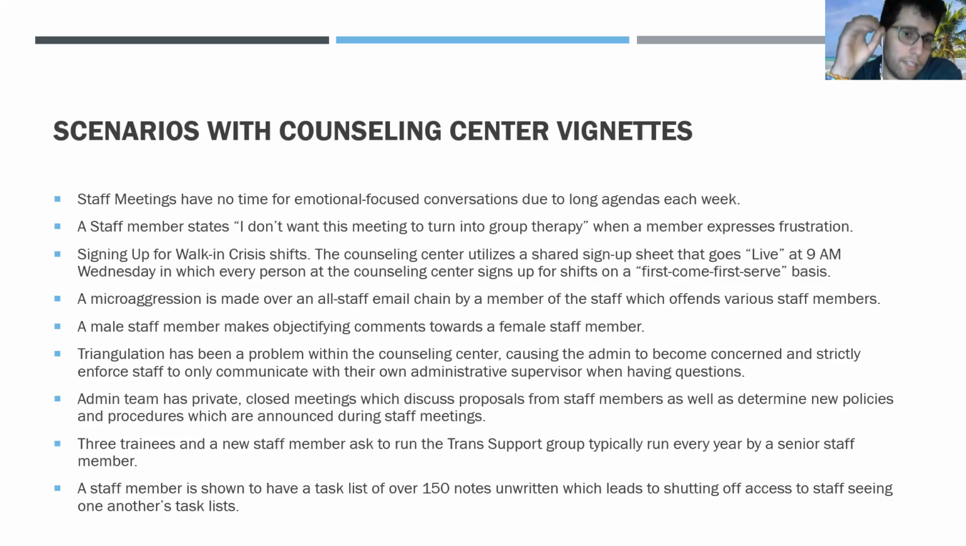Three trainees, new staff are all asked to run the trans support group at the center, which is typically run every year by a senior staff member that's separate from them. In this way, I typically, as a group coordinator, when everybody wants to sign up for the same group and we don't have enough slots, like to bring people together, ideally, so that we can each hear why it's meaningful and important for them, why they want to run the trans support group. And then how can we as a group creatively problem solve ways for them to get their needs met in the best way.